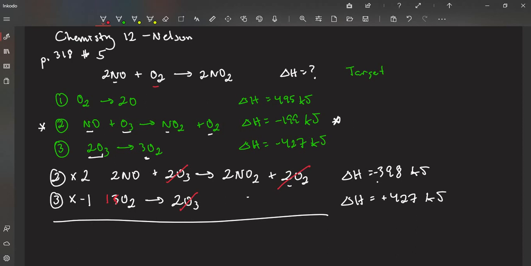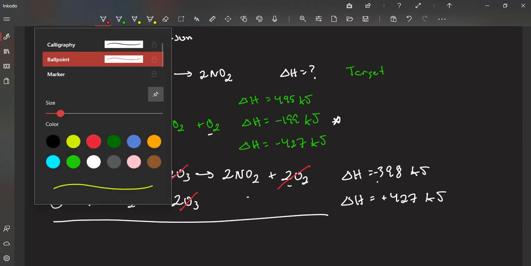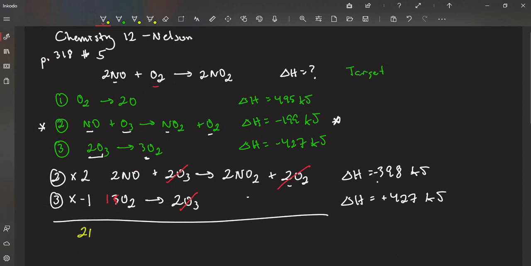So now I'm going to add everything. I can't eliminate anything else. I'm going to add them. I'll write down whatever is left over. Let's choose this color. So I get 2NO plus the 1O2 that's left, and I get 2NO2. And lo and behold, it matches the target reaction exactly.